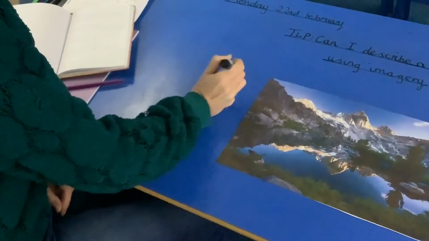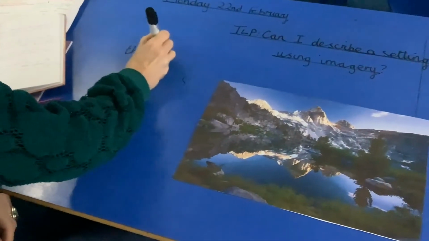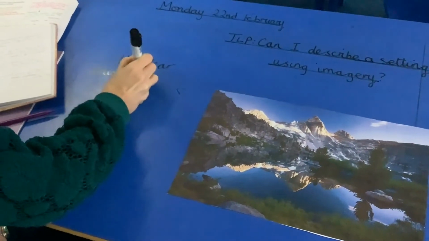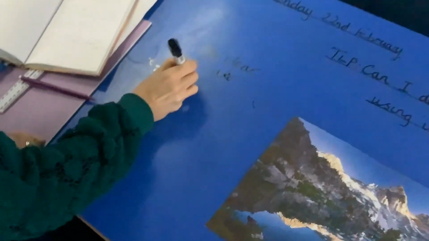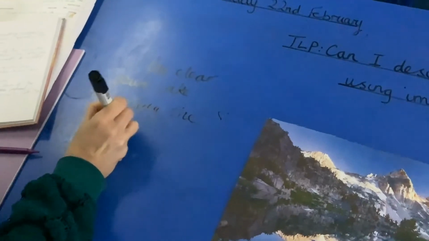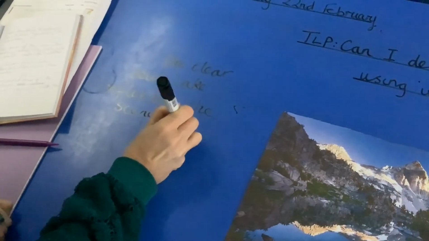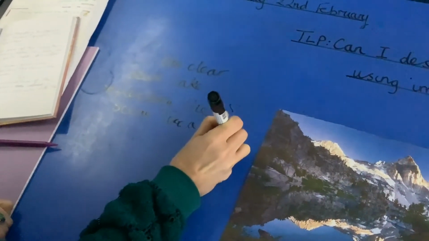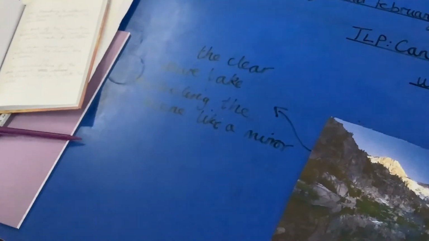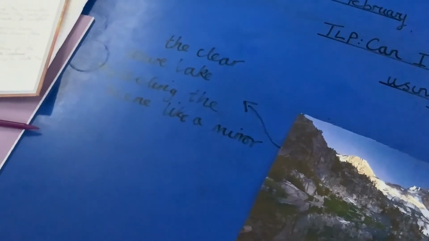What about if I try to describe the lake? So I could say the clear azure lake reflecting the scene like a mirror. So again, I'm saying things are something that they aren't. Okay, so that's a simile. When you say that things are something that they aren't.